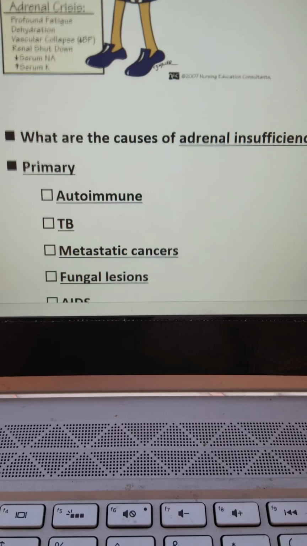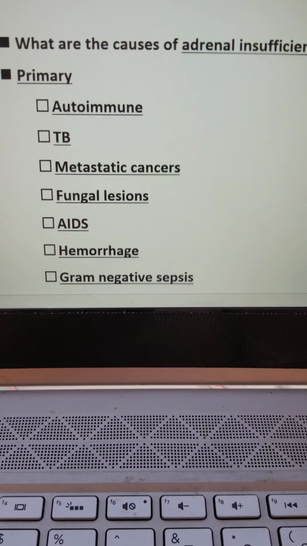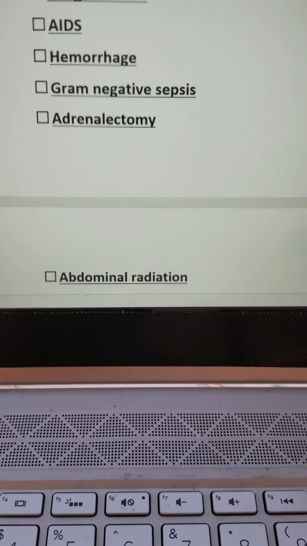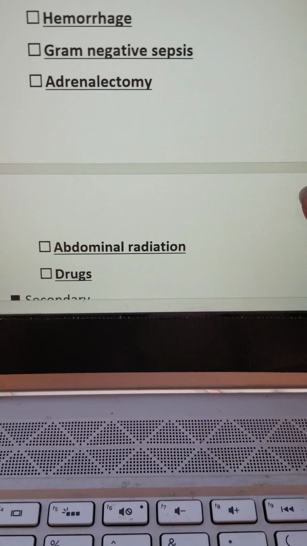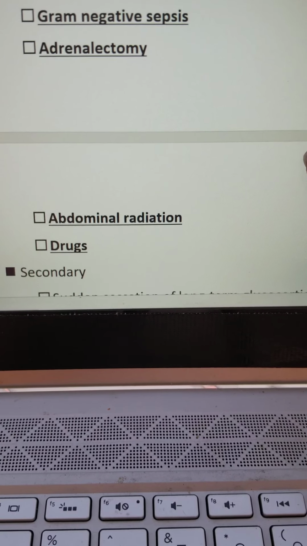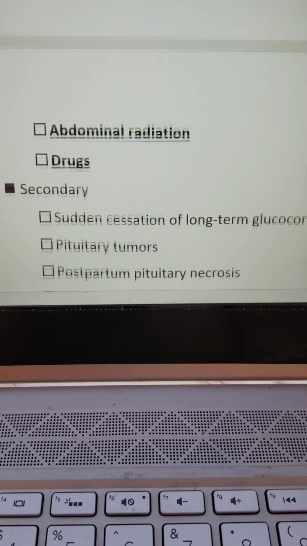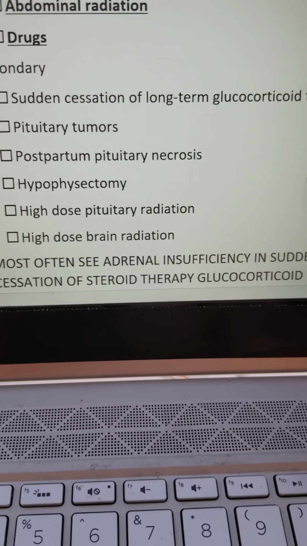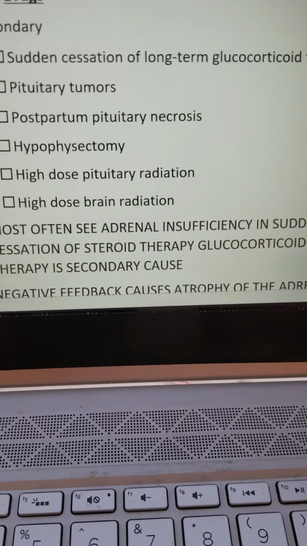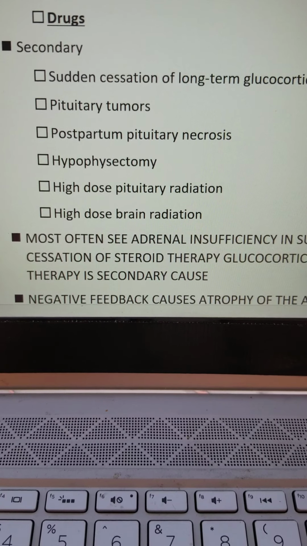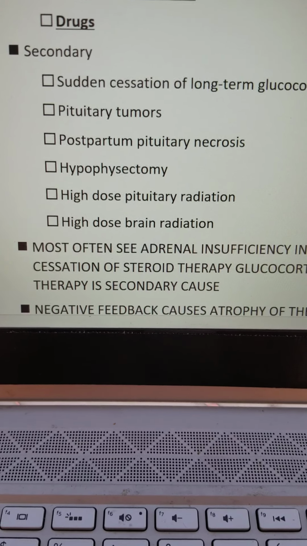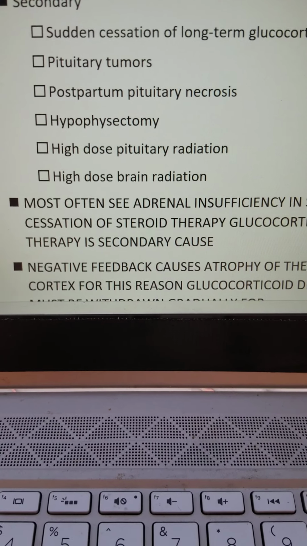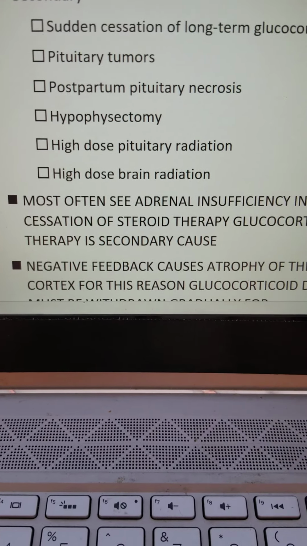Primary causes are autoimmune, TB, metastatic cancers, fungal lesions, AIDS, hemorrhage, gram-negative sepsis, adrenalectomy. So that's removal of the adrenal gland. Abdominal radiation, and drugs. These are all primary. Now, secondary causes are sudden cessation of long-term glucocorticoid therapy, pituitary tumors, postpartum pituitary necrosis, hypophysectomy, high-dose pituitary radiation, high-dose brain radiation.